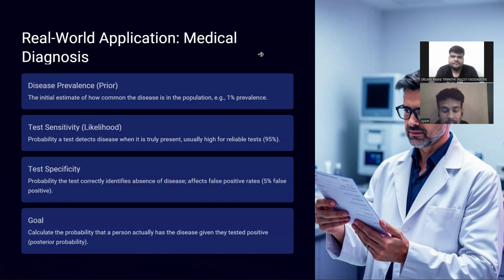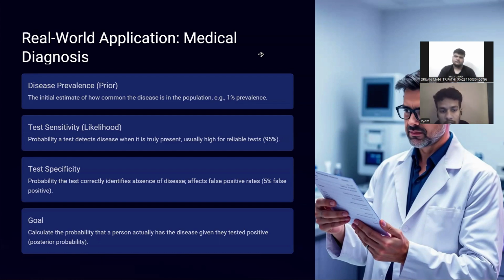This translates into likelihood. It's about the probability a test detects disease when it is truly present. This tells us about the likelihood that a disease is present in the body of the human being tested. This is very reliable and shows a rate of more than 95%.